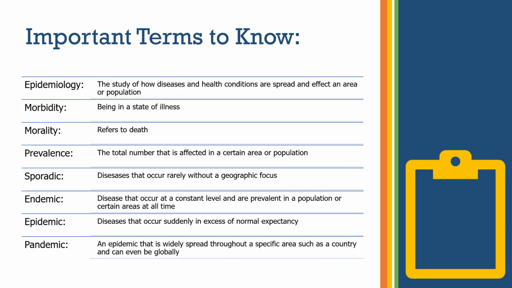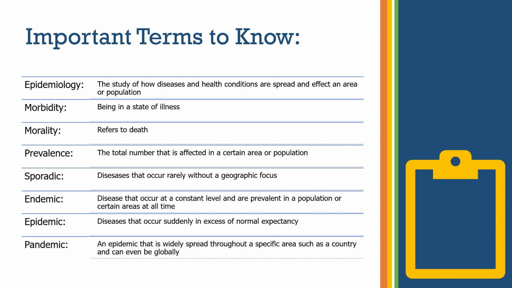As we continue to discuss infectious diseases, there are some important terms to know and understand first. Beginning with epidemiology. This is the study of how diseases and health conditions are spread and how they affect an area or population. Next is morbidity. This is being in a state of illness. Then you have mortality. This refers to death, specifically death tolls or rates in relation to a certain disease. Then you have prevalence.